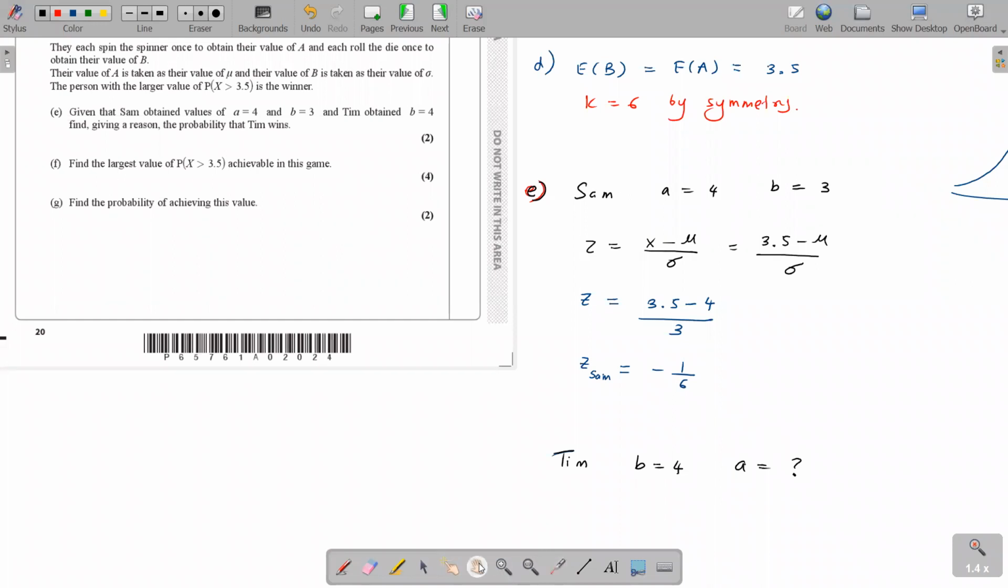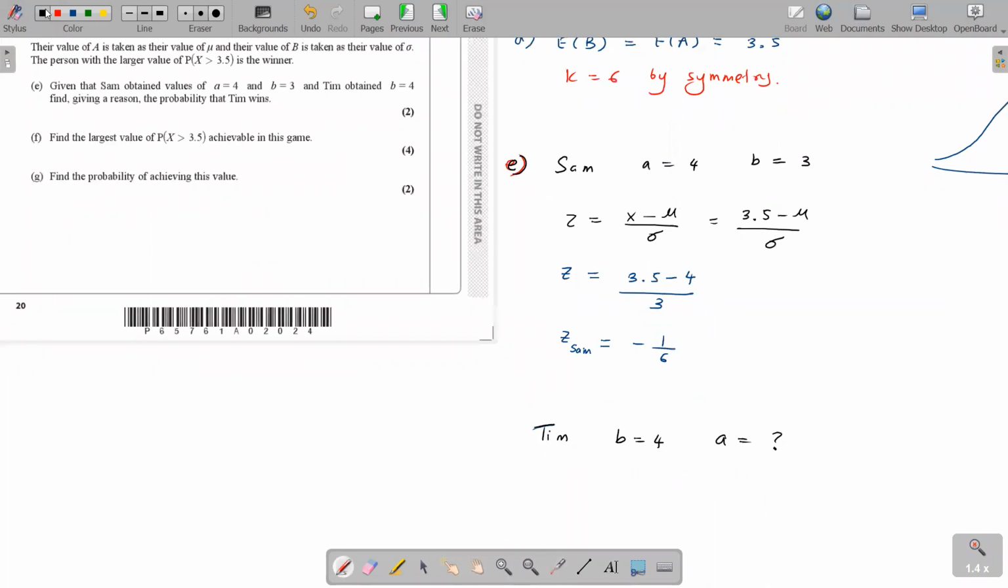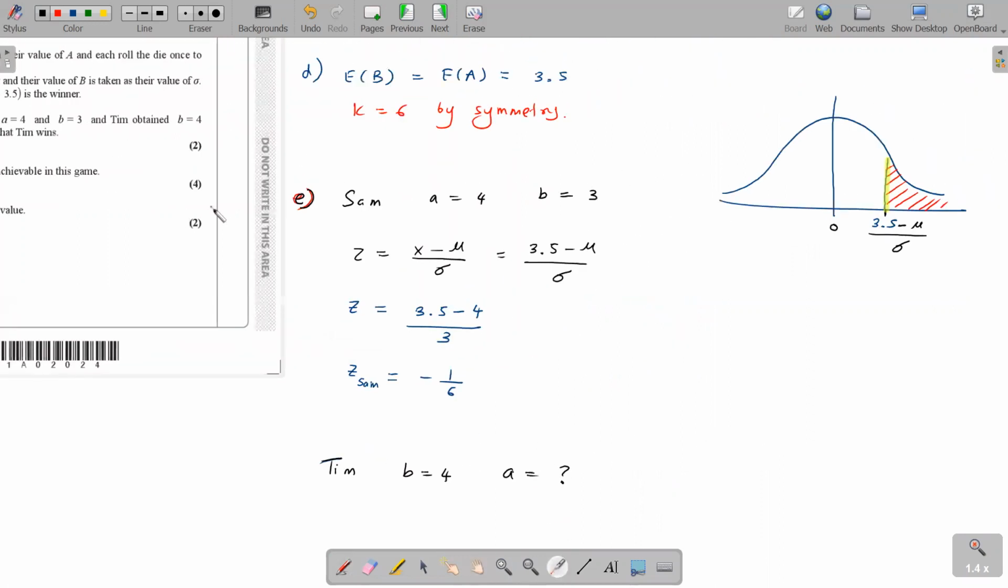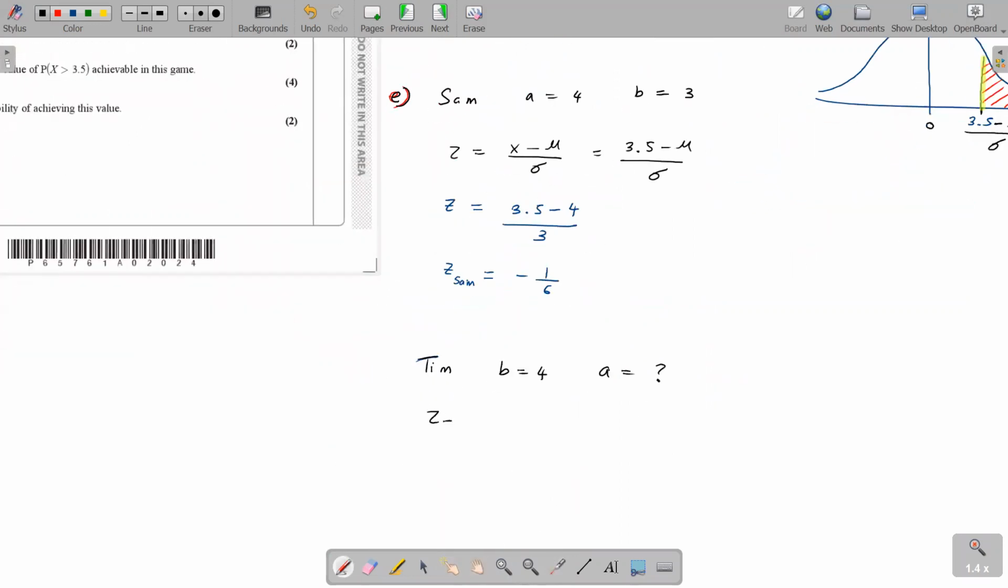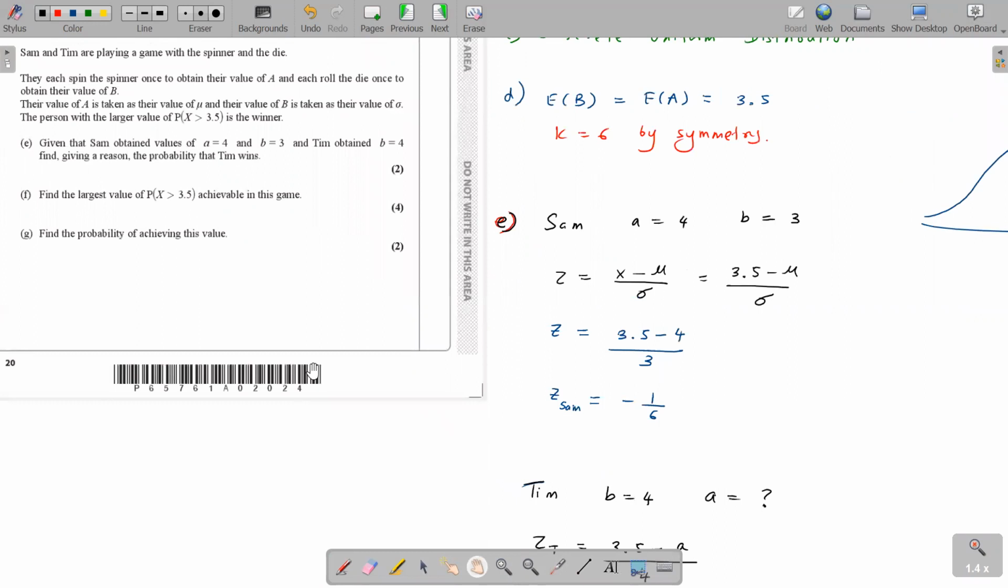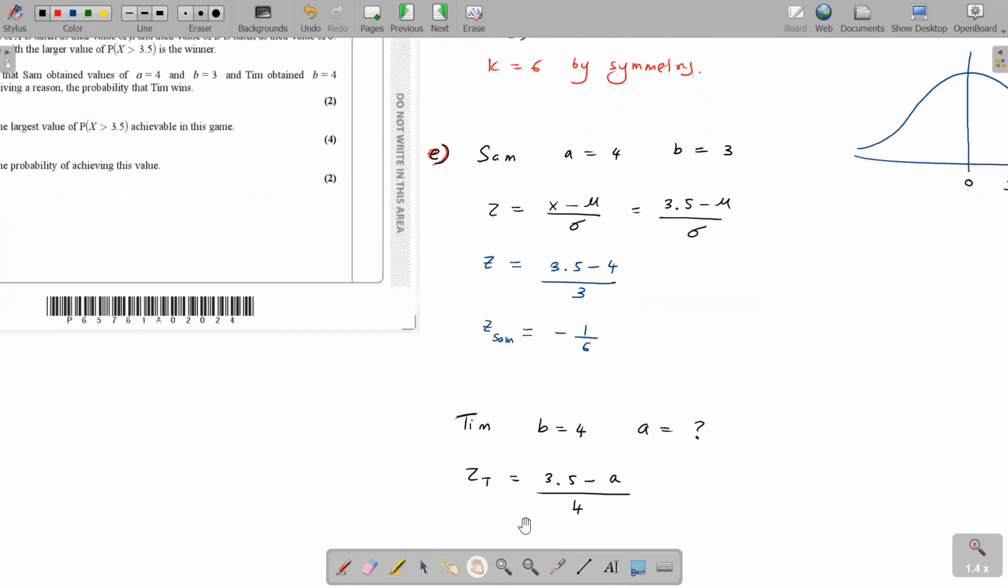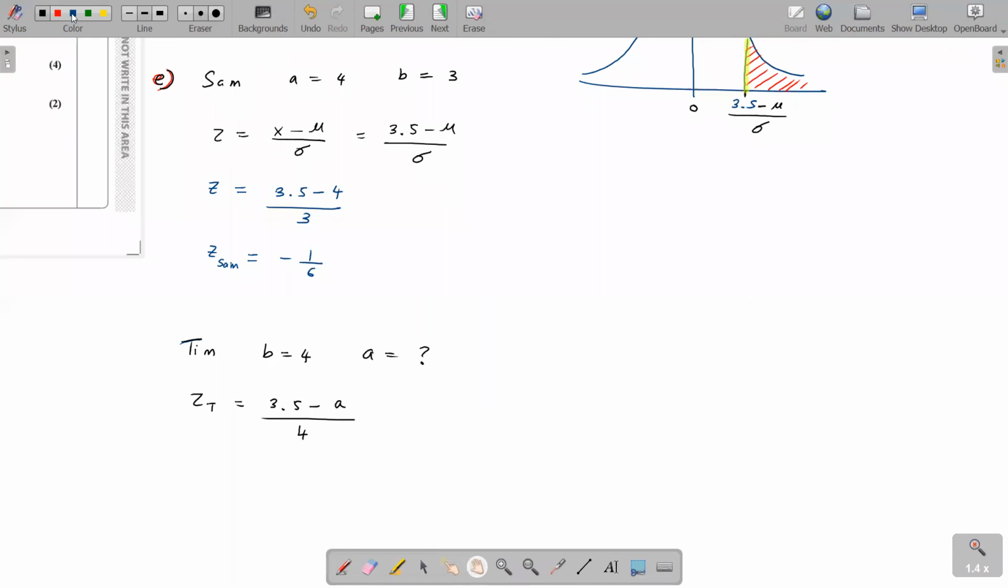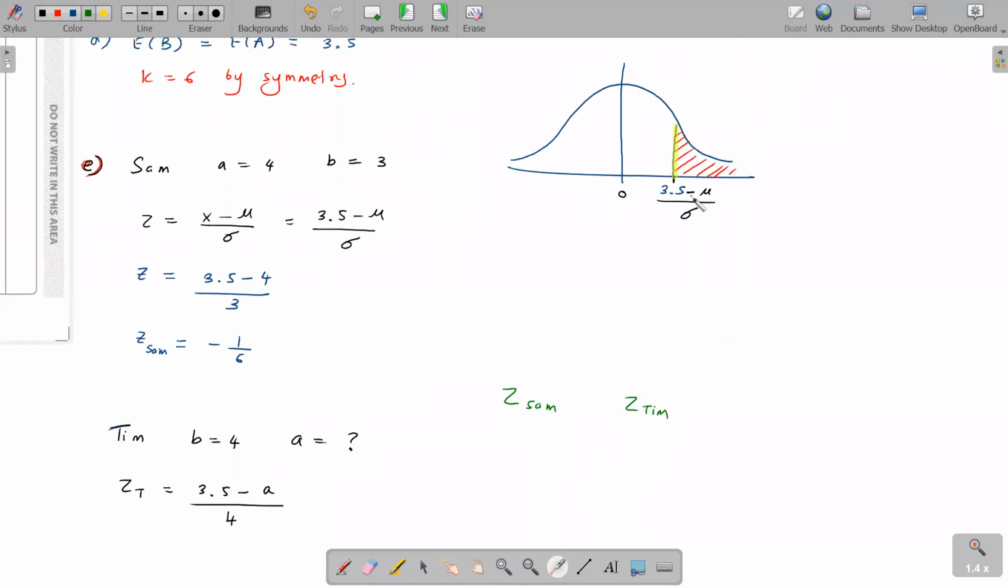So for Tim to win, let's get Tim's z value corresponding to x equals 3.5. As mu and sigma change, the z value will change. So Tim's z value is 3.5 minus mu, which is unknown, divided by sigma, which is 4. Are you with me? If you want Tim to win, what's the requirement when you compare the z value of Sam and the z value of Tim? The person who wins will have the lower z value or the higher z value?